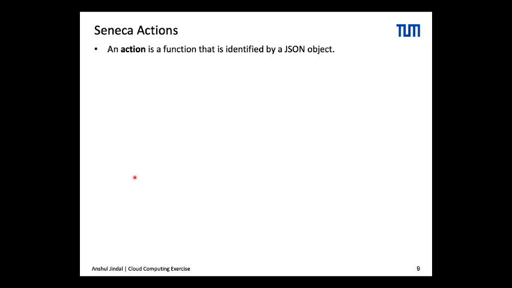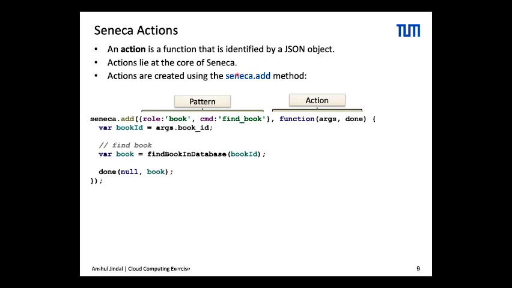So how can we write a microservice within Seneca? That's done through an action. An action is a function that is identified by a JSON object, and this is how we create a pattern. You specify a seneca.add, and over here you can see this pattern. This microservice would be using this particular pattern.